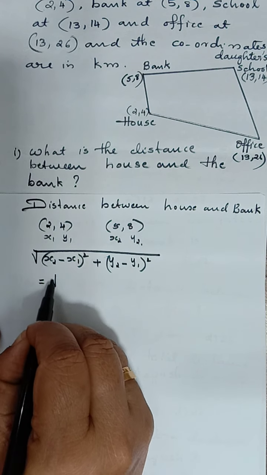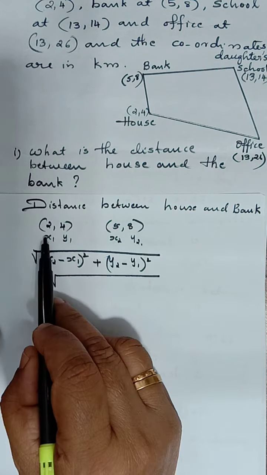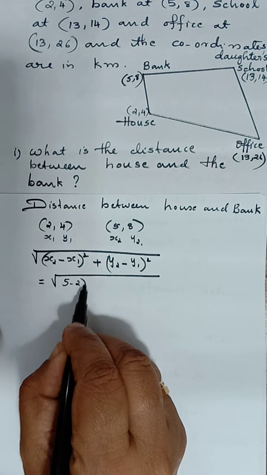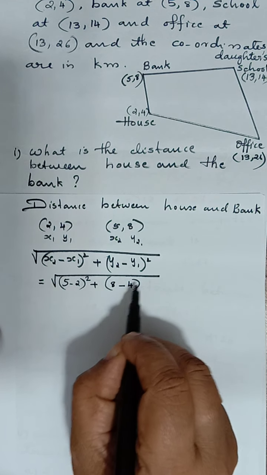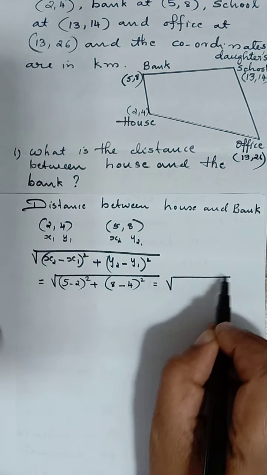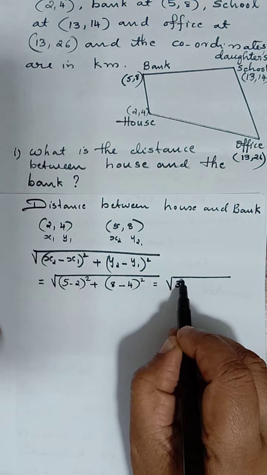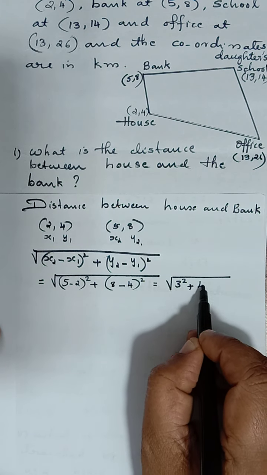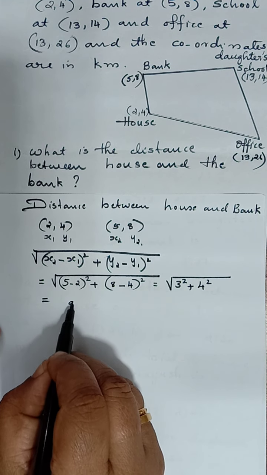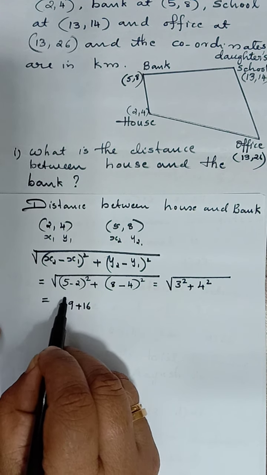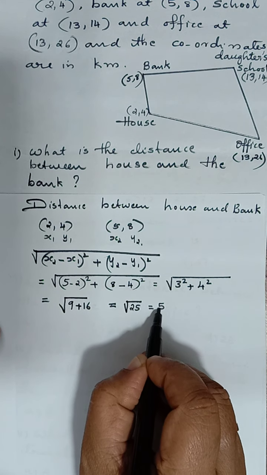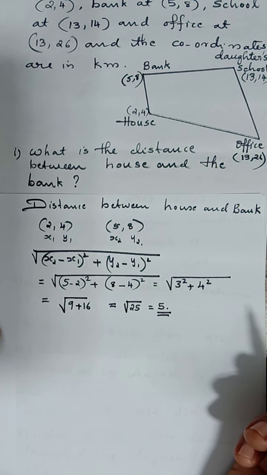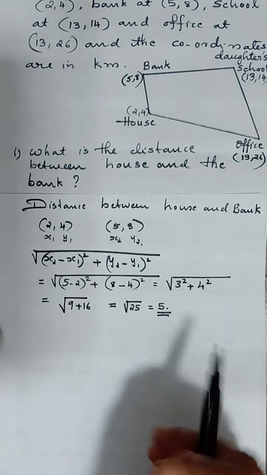So that's equal to square root of (x2 minus x1), (5 minus 2) whole square, plus (y2 minus y1), (8 minus 4) whole square. That's equal to square root of 5 minus 2 is 3 square plus 8 minus 4 is 4 square. 3 square is 9 plus 4 square 16. 16 plus 9, it is root 25. That's equal to 5. So it is in kilometer. Actually it is 5 kilometer. So bank is 5 kilometer away from the house. So that is the first question.